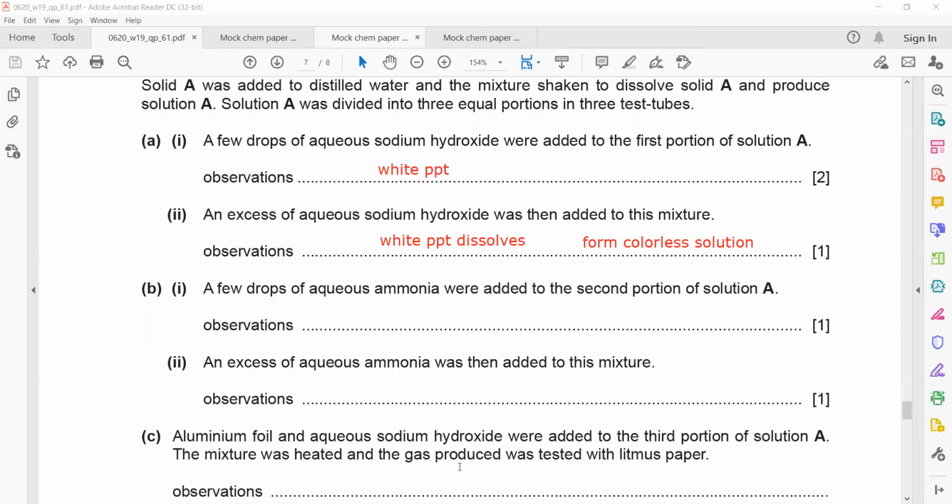A few drops of aqueous ammonia are added. When we add aqueous ammonia, first a few drops are added, and we will observe a white precipitate. And then excess of aqueous ammonia, we add more than enough aqueous ammonia. So again the white precipitate dissolves to form a colorless solution.